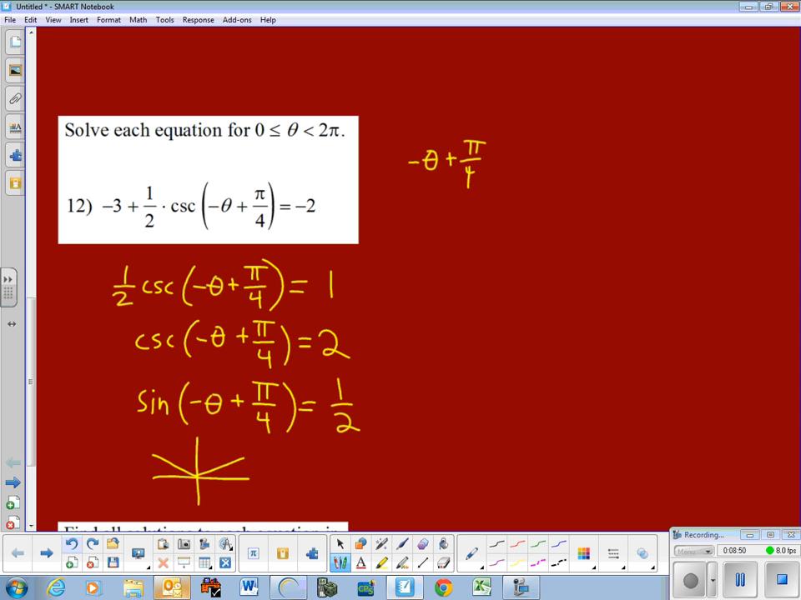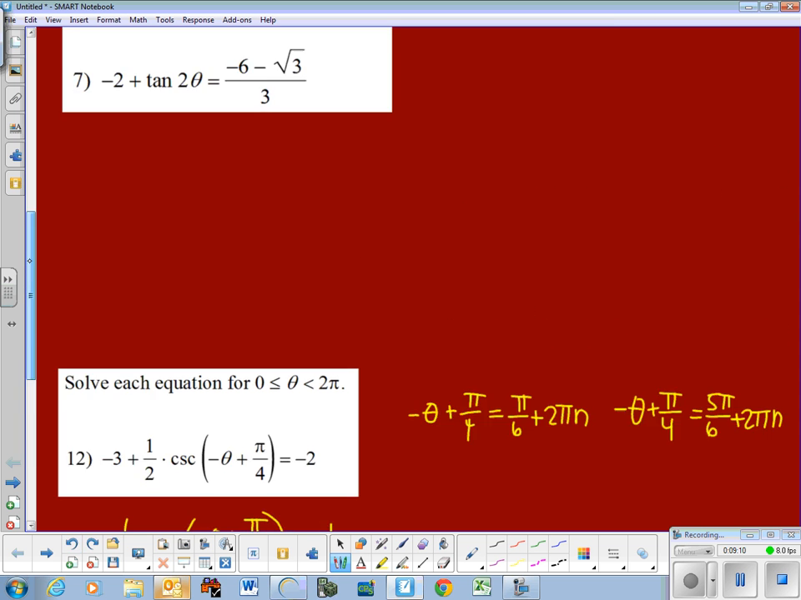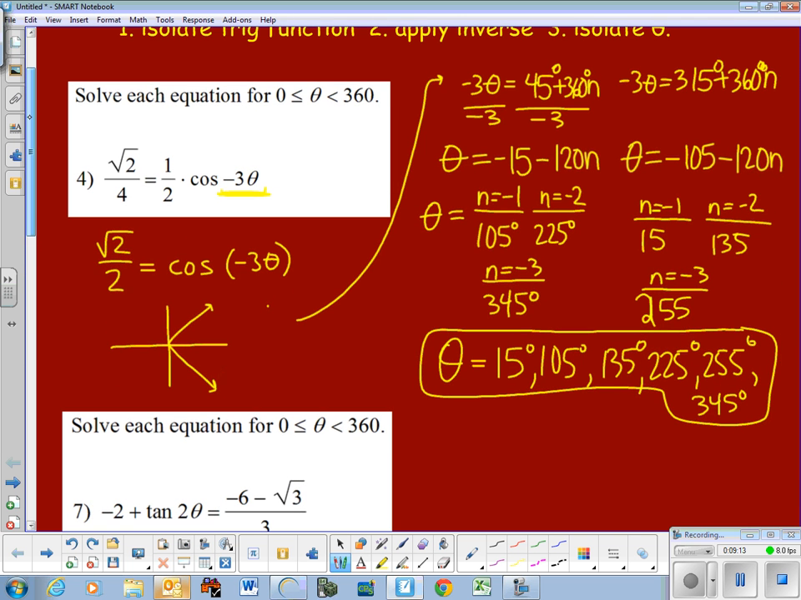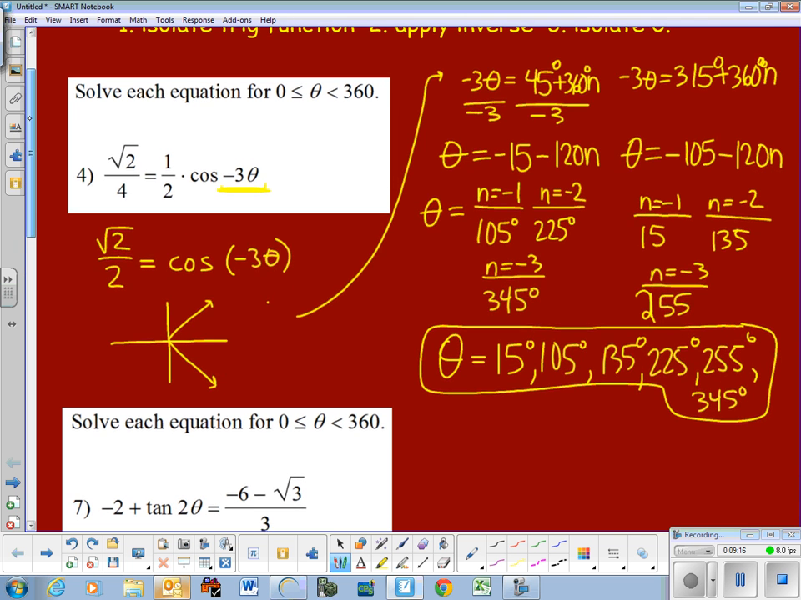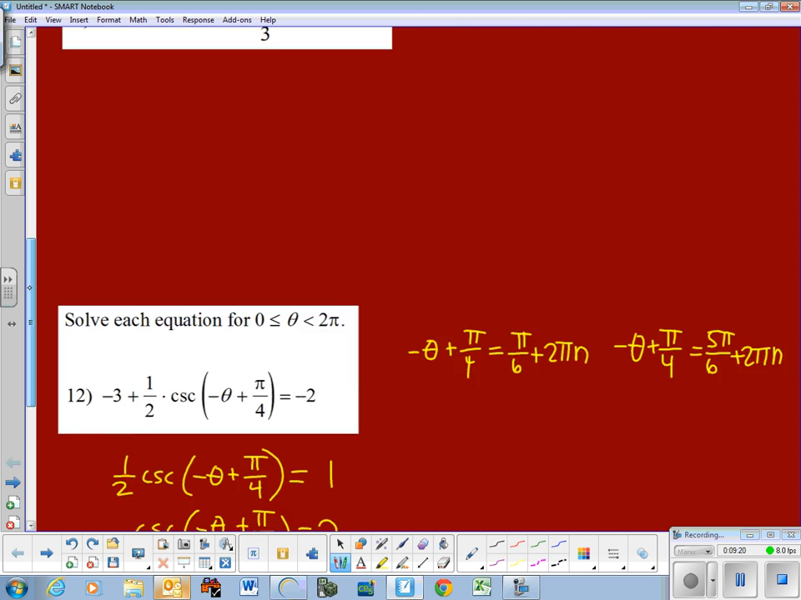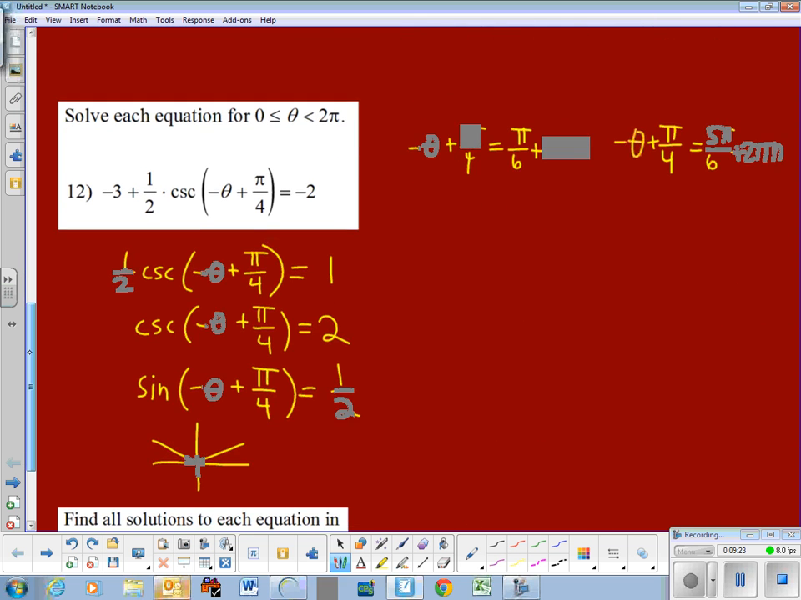So negative theta plus pi over 4 equals pi over 6 plus 2 pi n. And my other option, negative theta plus pi over 4 equals 5 pi over 6 plus 2 pi n. The times when I'm going to get more answers are when I have a multiple of theta, like I did up here. I had negative 3 theta, which when I divide by that 3, I kind of squish the unit circle, 3 unit circles into 1, if that makes sense. On this one, I don't really have a multiple other than the negative 1, so I'm not expecting extra answers, but just in case, it's a good habit to do the plus 2 pi n.